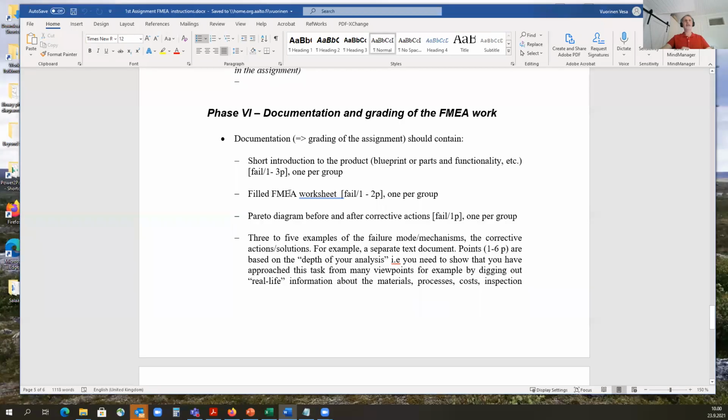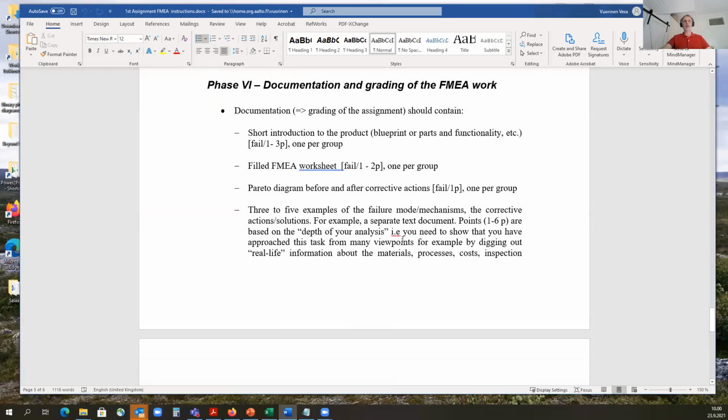So all group members will get the same points; you can use the same description. Then you need to fill the FMEA worksheet. There's an Excel sheet available, or you can use whatever Excel FMEA sheet you find from the internet. That is just to list all the numbers, all the failure mechanisms, and so on. Then you do the Pareto diagram before the corrective actions and after the corrective actions. So all these are 1 per group. You can use the same worksheet, the same Pareto diagrams. You just do it, and then you get the same number of points.